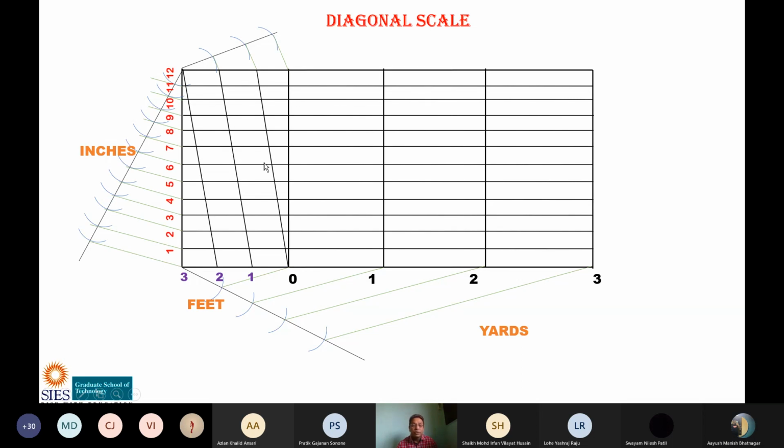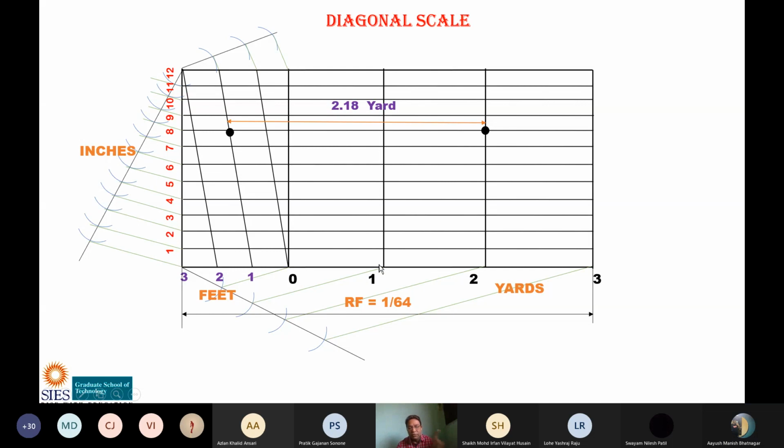And now if we are asked to show a distance of how much? See how much distance is it shown here? 2.18 yard. How will we measure it? How 2.18? So 0 to 1 is 1 yard. 1 to 2 is again 1 yard. So how many yard? 2 yard. 2 yard यहाँ से आता गया.